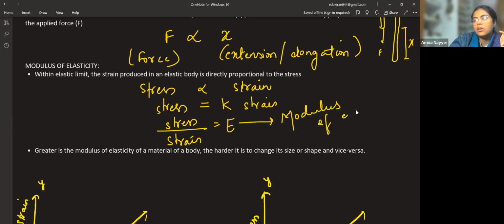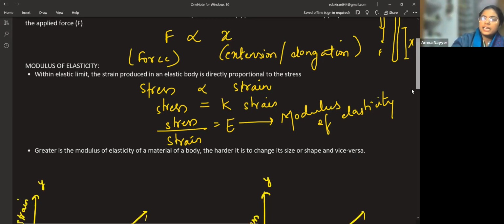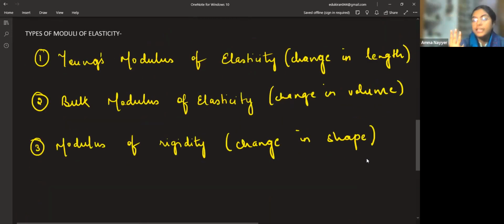Modulus of elasticity. Fine. So, what is modulus of elasticity? It's the ratio of stress and strain. Now, class, there are different types of stresses and different types of strains. So there won't be a single type of modulus of elasticity. Correct, class? So modulus of elasticity is also of three types.